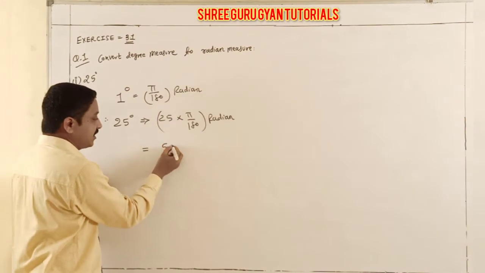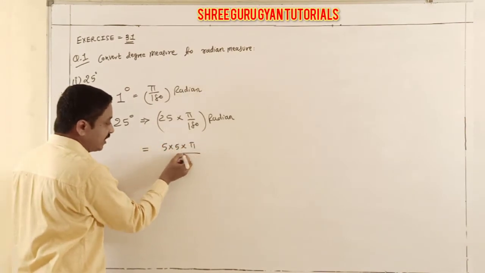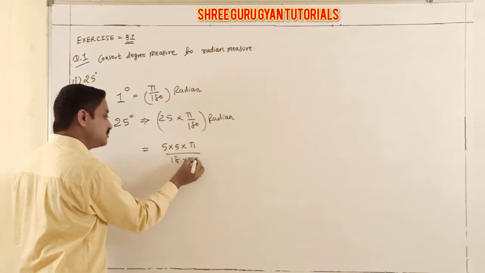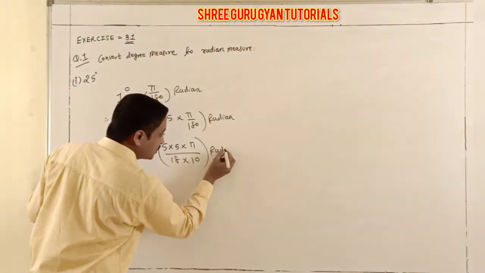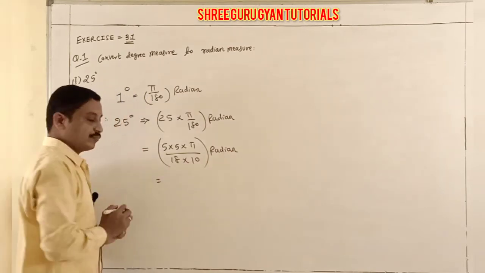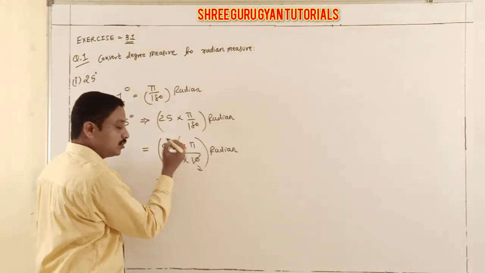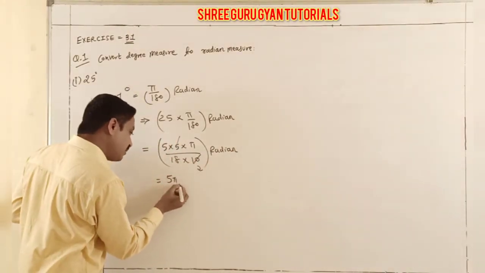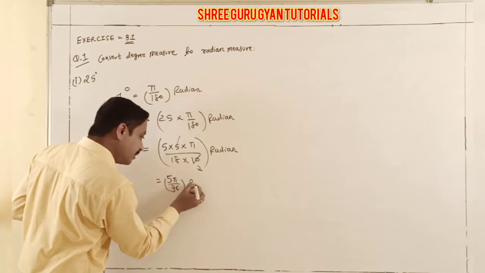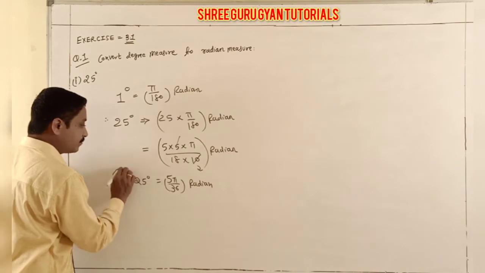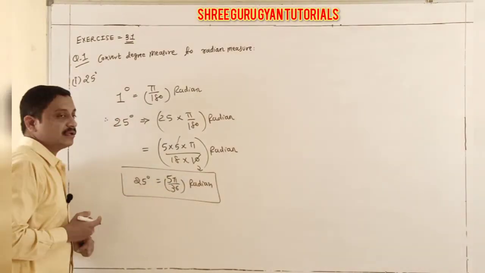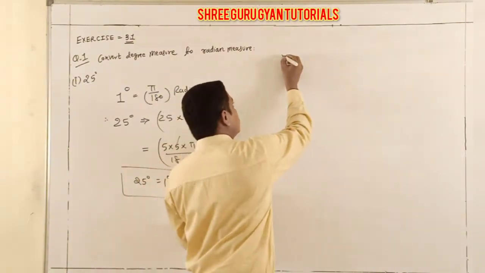Yes, students, here 5 5s are 25, and 18 into 10s, I easily convert to the basic radian form. So here 5 2s are 10, nothing more to cancel. It is 5 by 36 radian. That's your answer for 25 degree. And happily, our first question is done.